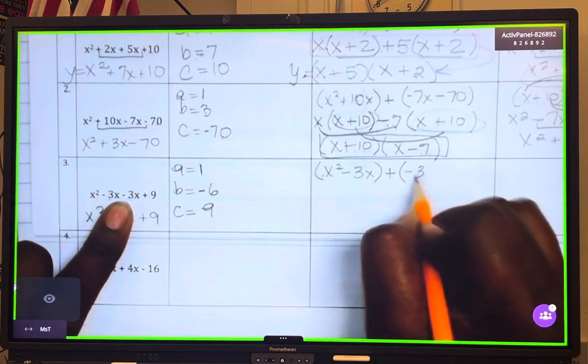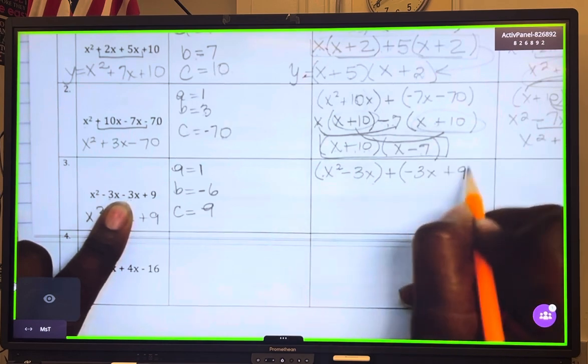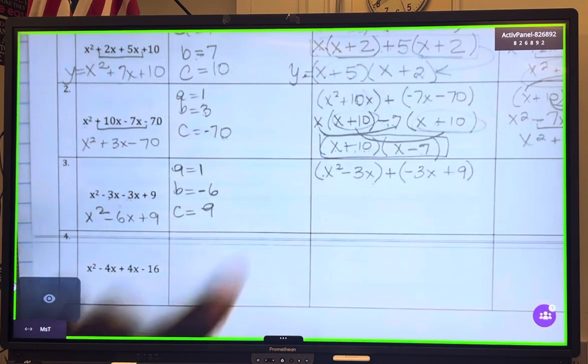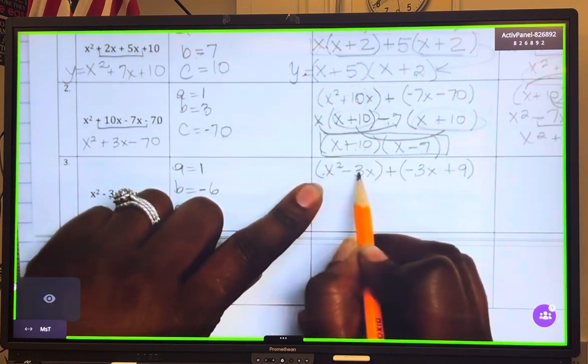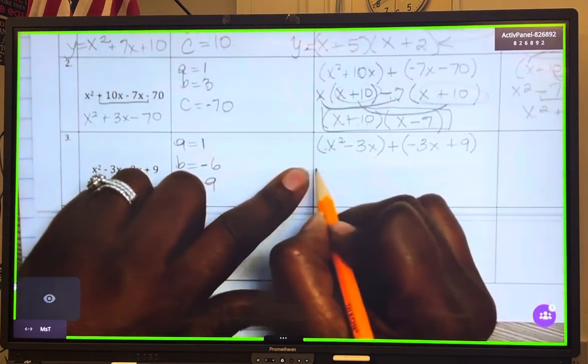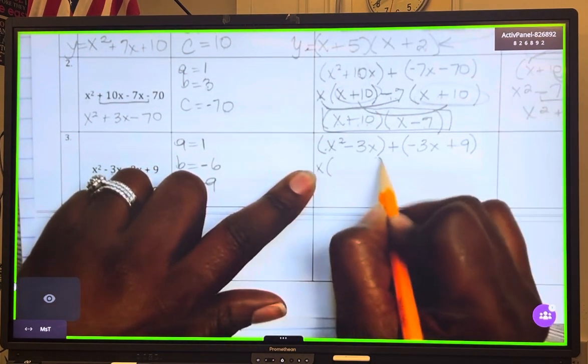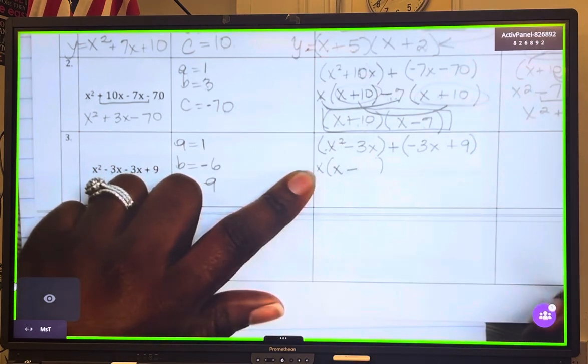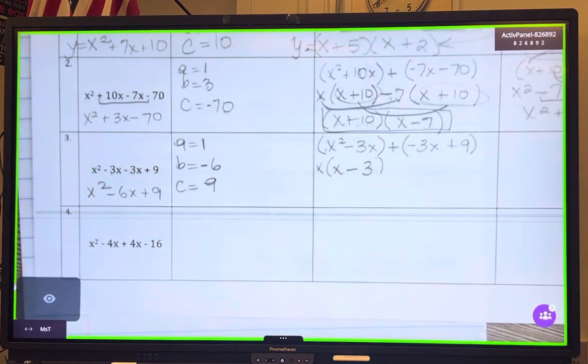Negative 3x plus 9. Now remember, when do we pull out a negative? If there's a negative in the front, right? So let's go. What is my greatest common factor here? X. If I pull an X out, tell me what is left. X minus 3. Everybody agree? Yes.